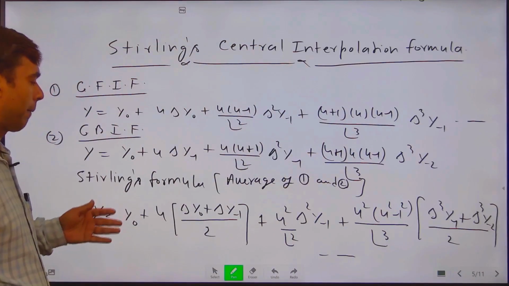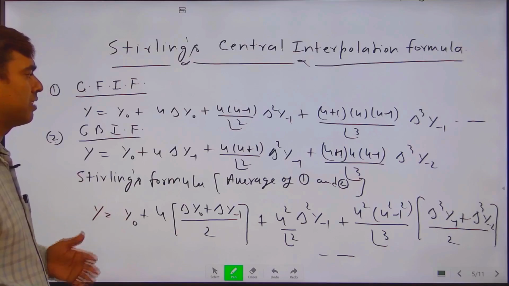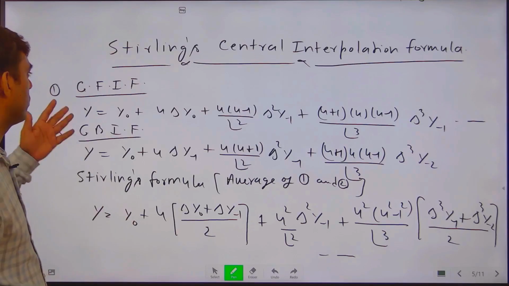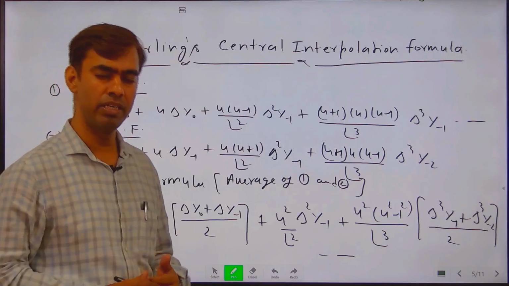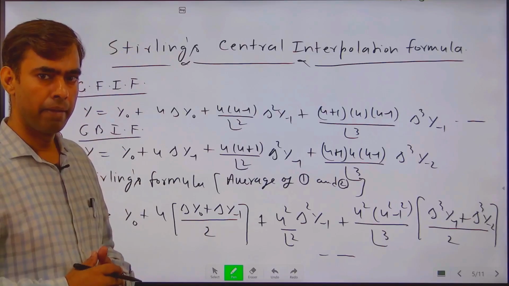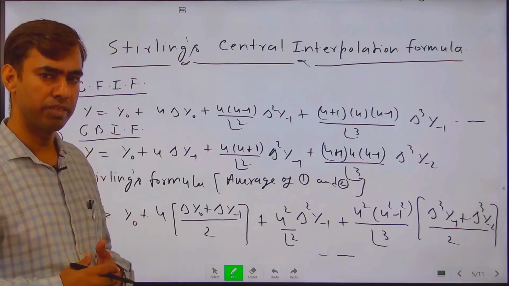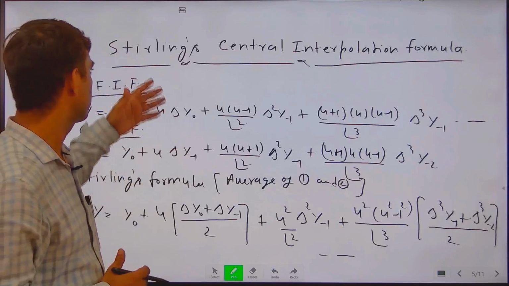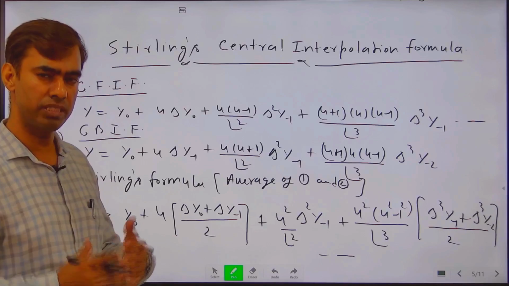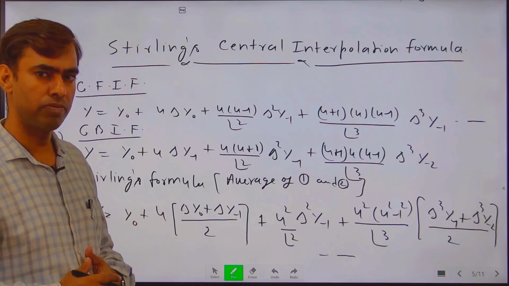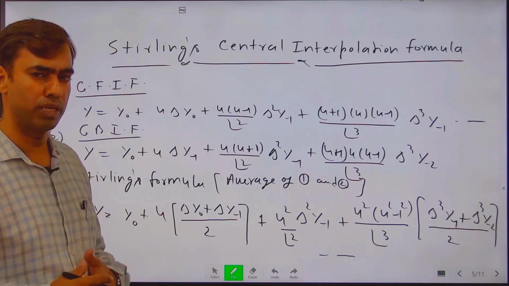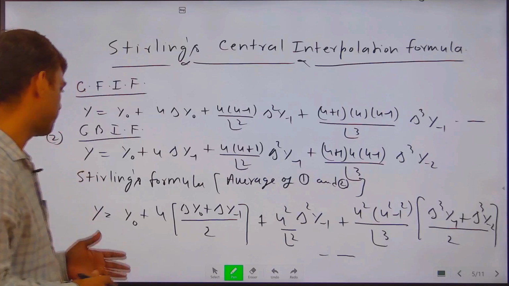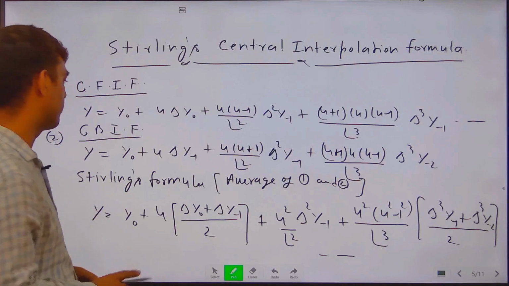So you may remember the Stirling formula directly without using the Gauss forward and Gauss backward, but if you have knowledge of the Gauss forward and Gauss backward, meaning you have already remembered those interpolation formulas, just find the average of the Gauss forward and Gauss backward, then you will be able to find our Stirling formula. So this one is the Stirling formula.